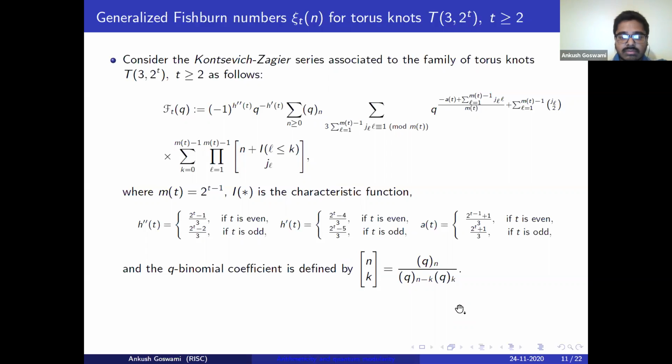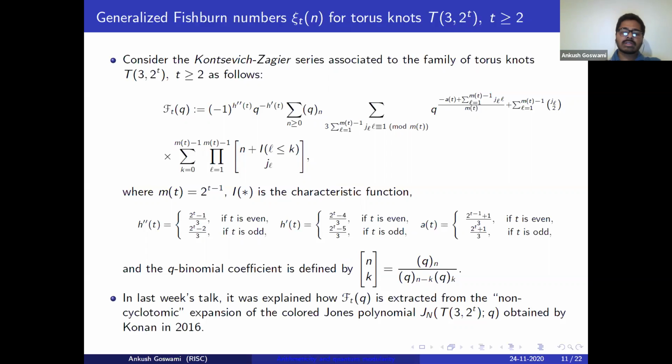All right, so last week Robert explained how F_t(q), which is the Kontsevich-Zagier series associated to the family of torus knots, can be extracted from the non-cyclotomic expansion of the colored Jones polynomial, which was obtained by Hikami and Lovejoy in 2016. So I'm not going to discuss any knot theoretic connection of this function F_t(q).